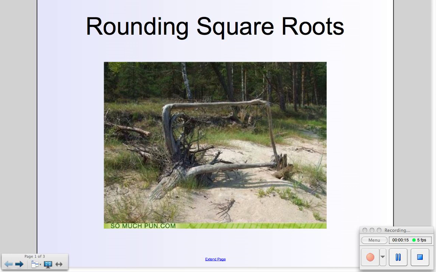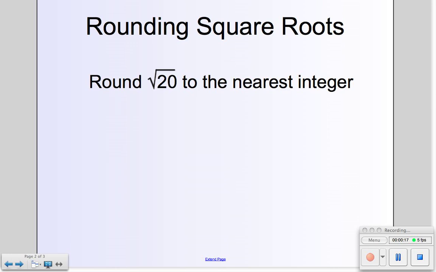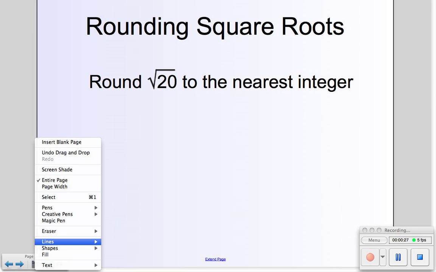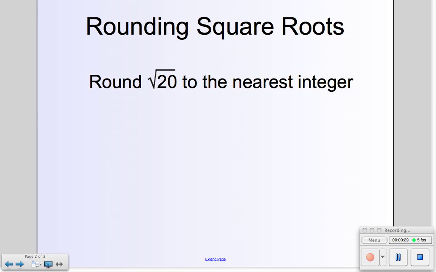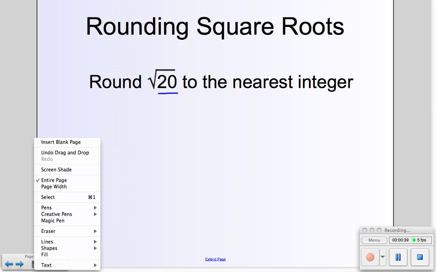Okay, so what does rounding square roots look like? Here we have round square root of 20 to the nearest integer. Square root of 20, is that a rational or an irrational number? In order to figure that out, we need to figure out whether 20 is a perfect square or not. Is there any number times itself that's a nice number that will get me 20? Unfortunately, 20 is not a perfect square, so this is going to be one of those crazy irrational decimals that doesn't terminate and doesn't repeat.